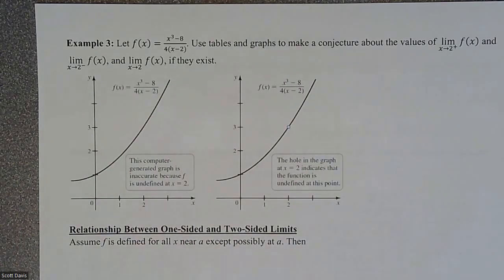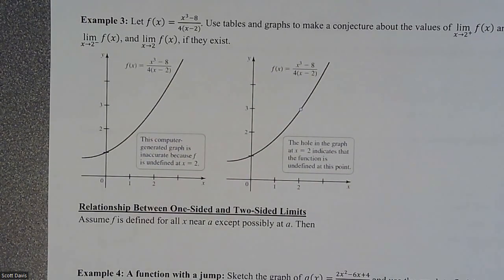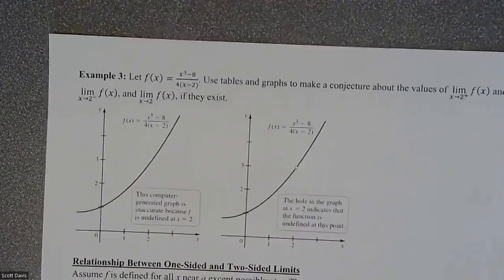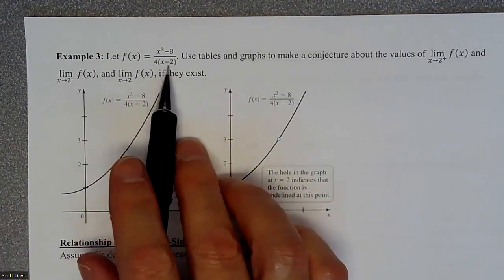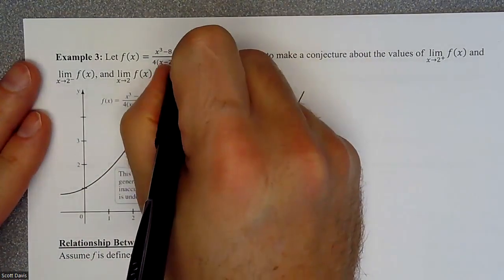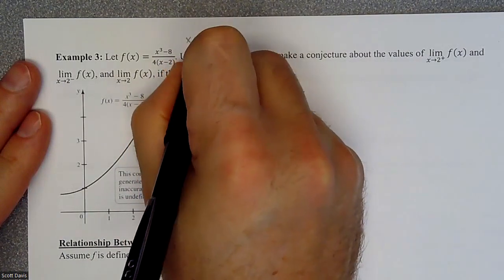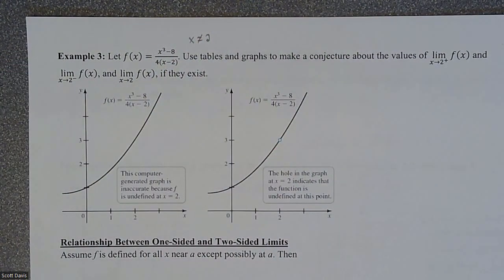In this video, we are going to define a limit a little bit better, but we're going to use an example to then define exactly what a limit really needs to be. So we have this function that is x to the third minus 8 over 4 times x minus 2. Right away, I see that x cannot equal 2 because it's going to cause the denominator to be 0. So I have a domain issue.